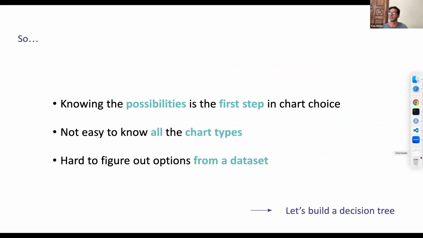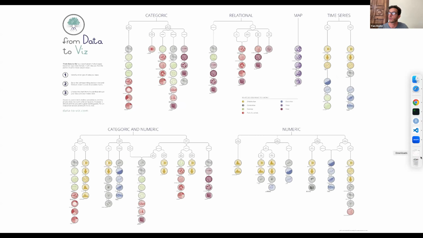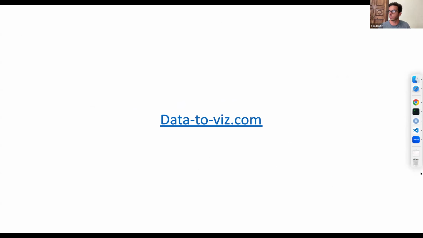So what I'm trying to say here is that knowing all the possibilities is always the first step you should apply in your process, and that it's not easy at all to know, first, all the chart types, and second, it's not easy to go from one data set to all the chart types. And that's why I've created this little project called Data2Viz, where basically I drive you from your dataset to the possibilities. I've made this decision tree where you describe your dataset at the top and it leads you to all the possibilities. So what I'm going to do is give you a quick demo of this website.